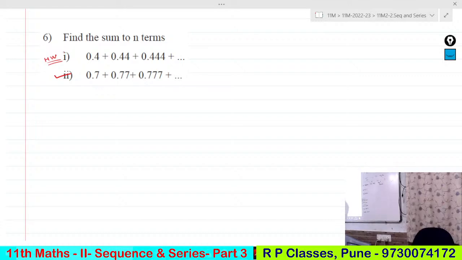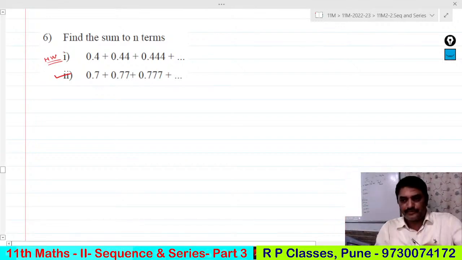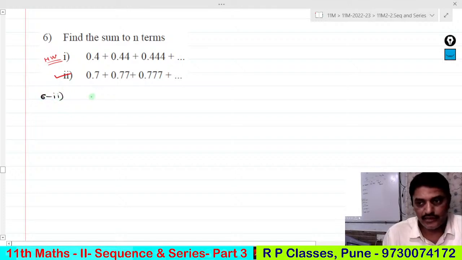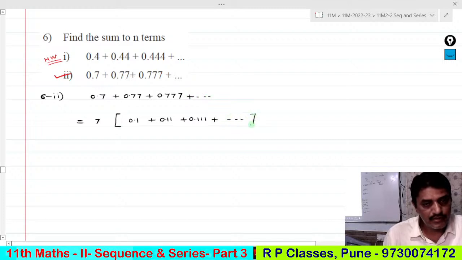अभी जैसे किया था बिल्कुल वैसे ही करना है, सेम तरीके से करना है. क्या कॉमन लेना पड़ेगा यहाँ पे, सो आई विल सॉल्व योर 6 मेकर 2. हाँ, so this is like 0.7 plus 0.77 plus 0.777, ठीक है. सो यहाँ से मैं एक्चुअली सिर्फ 7 कॉमन ले लूँ, तो ब्रैकेट के अंदर क्या आएगा, 0.1 प्लस 0.11 प्लस 0.111 प्लस डॉट डॉट डॉट, करेक्ट ना?